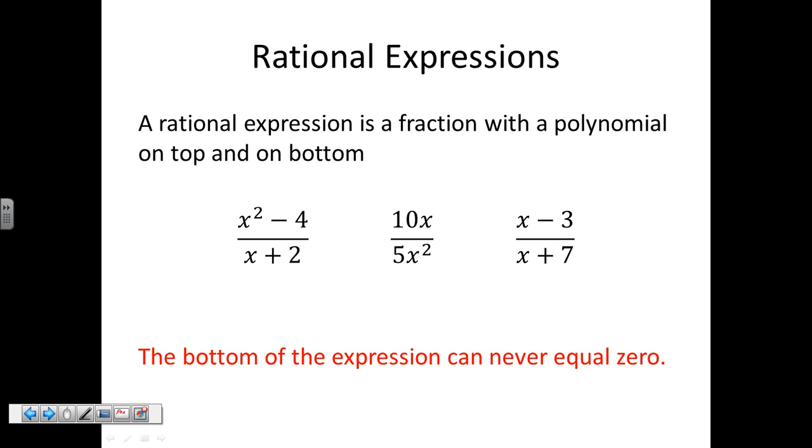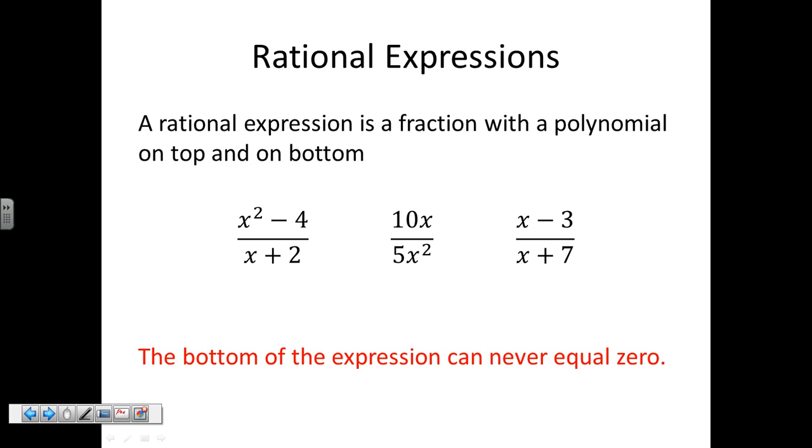A rational expression is simply a fraction that has a polynomial in the numerator and in the denominator. So we're looking for a fraction with a polynomial, that is some x squared or x cubed plus some other x's, all added or subtracted in the top and in the bottom.